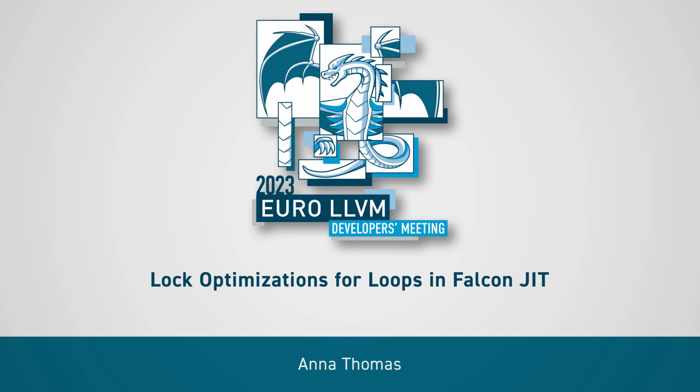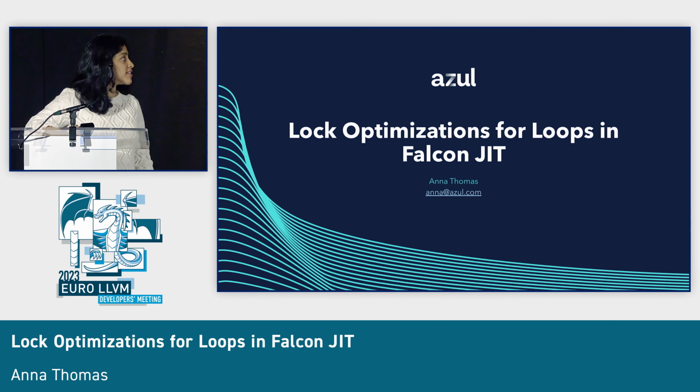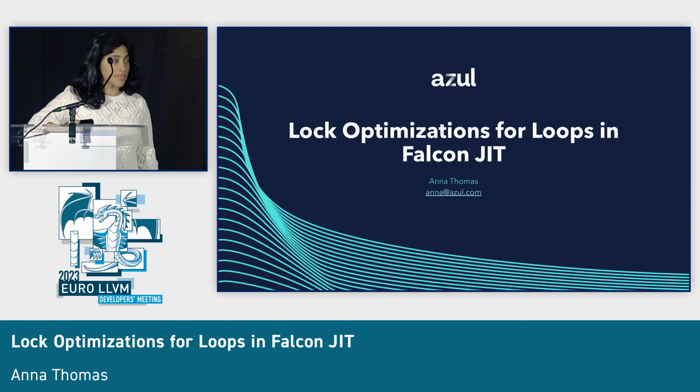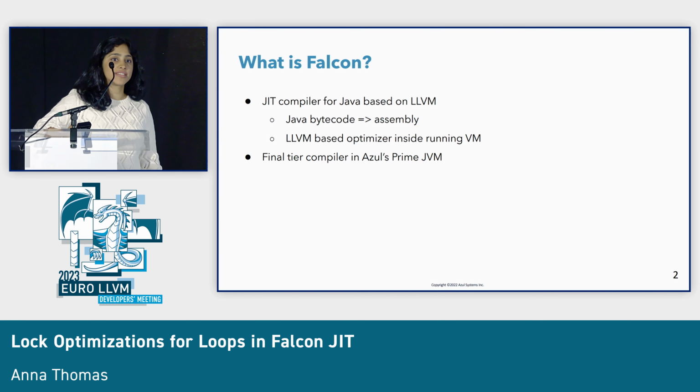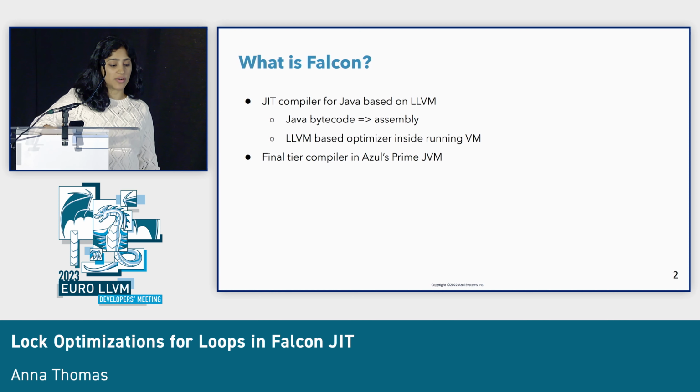I'm going to be talking about lock optimizations for loops in Falcon JIT. So what's Falcon? Falcon is our just-in-time compiler for Java based on LLVM. We convert Java bytecode into assembly, and the LLVM-based optimizer is inside our running VM. It's also the final tier compiler for Azul's Prime JVM. What this means is we just compile the hottest methods using the LLVM-based compiler.